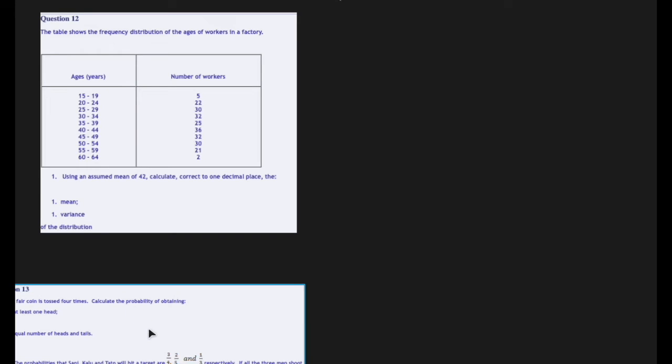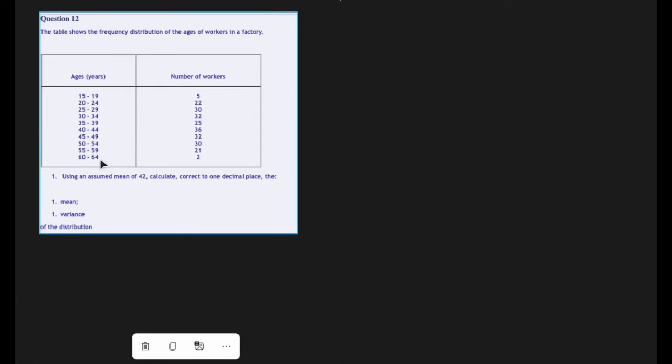Question number 12 is talking about our table here: frequency distribution of the ages of workers in a factory. Ages are these and these are their frequencies. This is f. We are asked to use an assumed mean of 42.